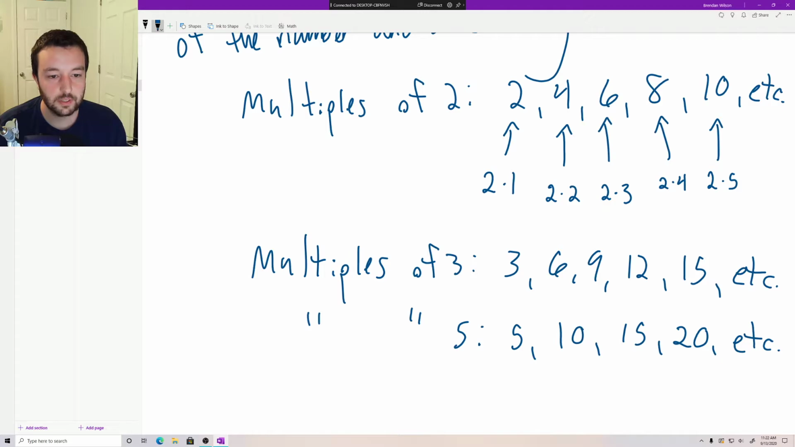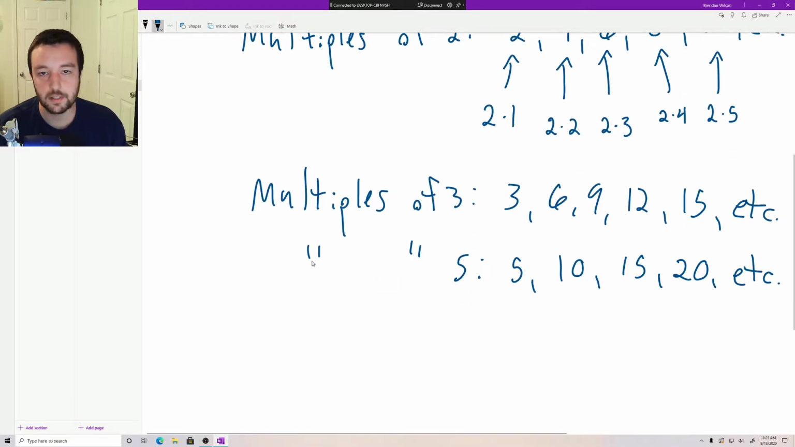Like I said, we don't consider 0 to be a counting number, so 0 is not a multiple of all these numbers. Multiples of 1, every number is a multiple of 1. So we could write that out. We just don't typically talk about it. Because if you count by 1s, I mean, that's just normal counting, right?